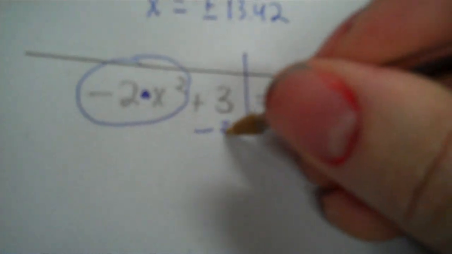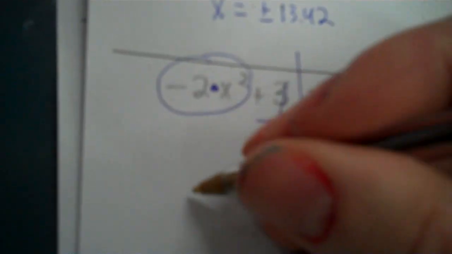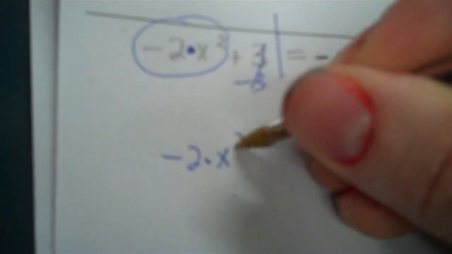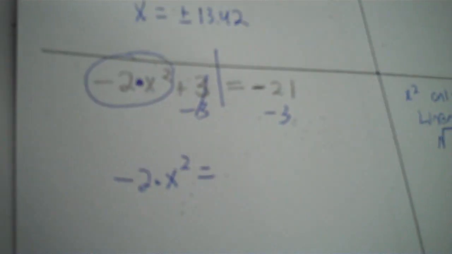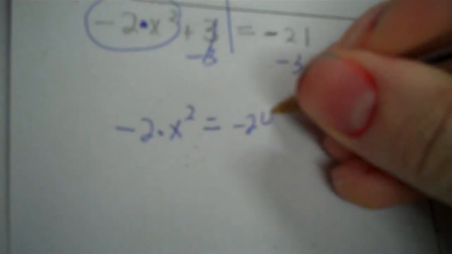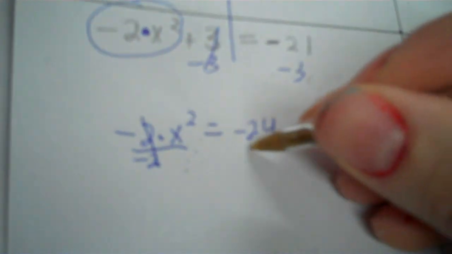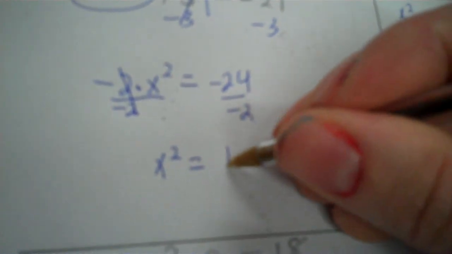So negative 2 and x, no sign means multiplication. Then the second power plus 3, so we're going to circle the multiplication. You take out your plus 3 with a minus 3. Negative 21 minus 3, remember to make 21 a negative, it's negative 24. And you divide by negative 2. X to the second equals positive 12.